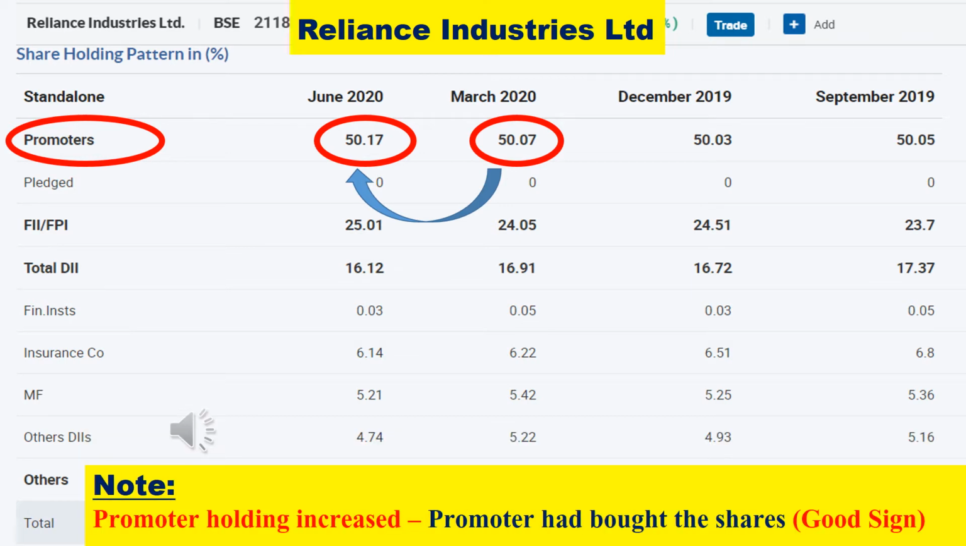Suppose when compared to the previous quarterly, in the current quarterly the share percentage has increased by 5% or 10% in promoter holding, it means the promoter has purchased more shares. That is the actual meaning. From this, indirectly what we can understand is that the promoter has more confidence in his business. So that many investors will also get confident in his business. And because of this, in future that company's share price may also increase.